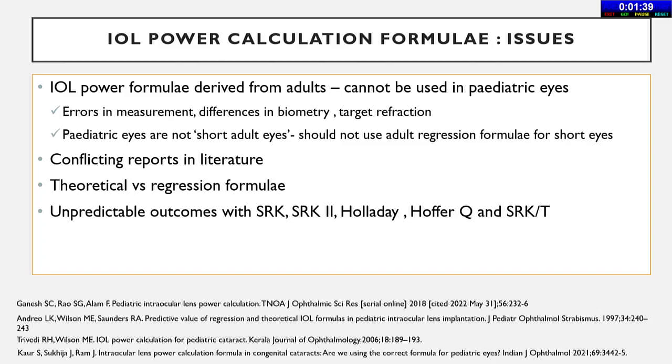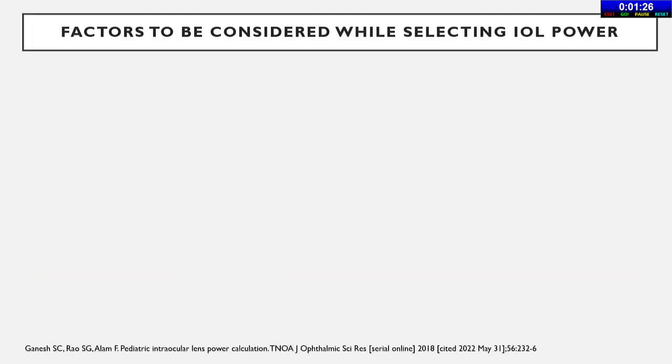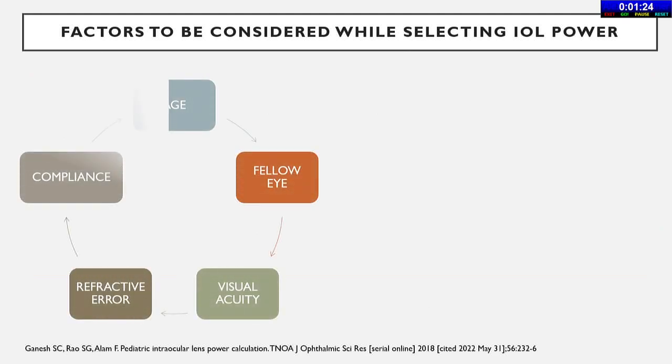So there are factors which need to be considered when you're selecting the IOL power, typically the age, because the variability is more in infants, the status of the other eye, whether it's a unilateral or a bilateral cataract, the acuity at presentation, the refractive error, and the compliance of the child, because after the cataract surgery, it's not just the lens power that you're putting, you need to rehabilitate the child later. So these things are very important.